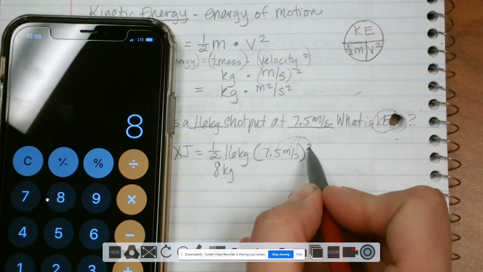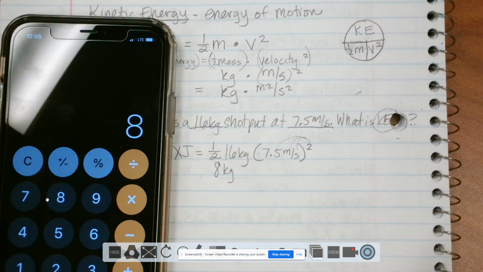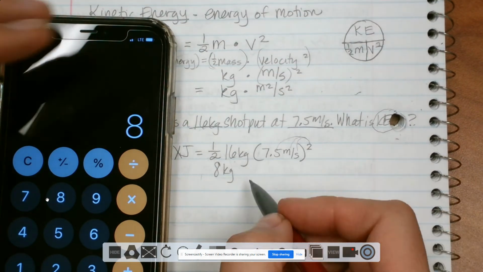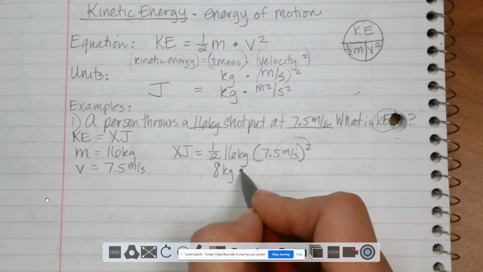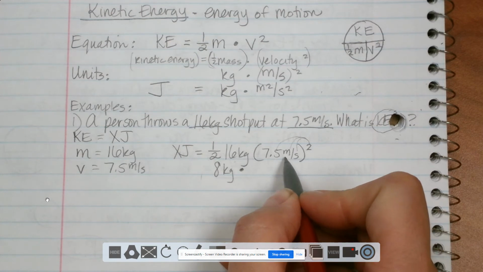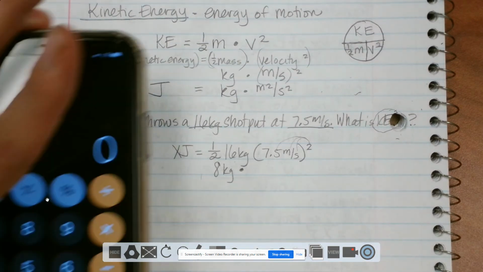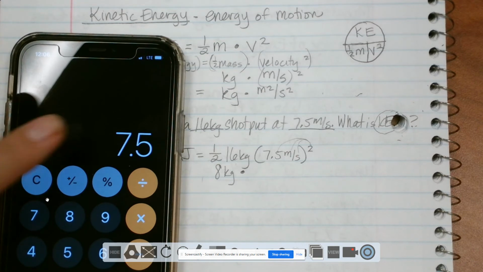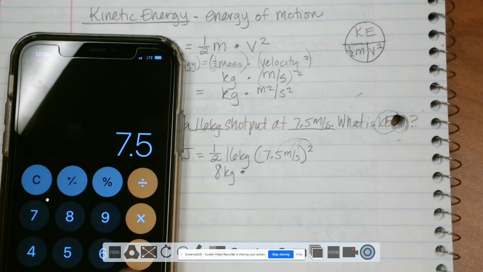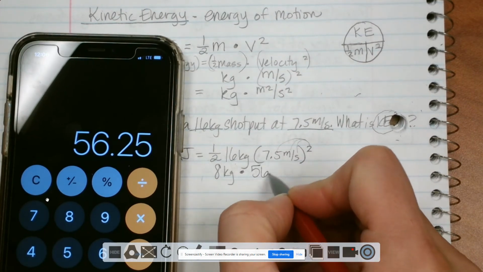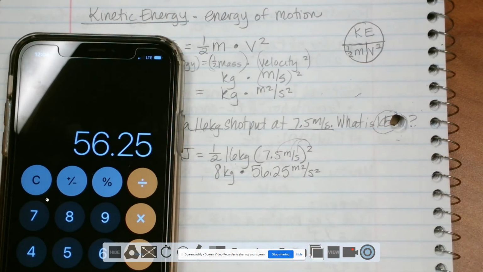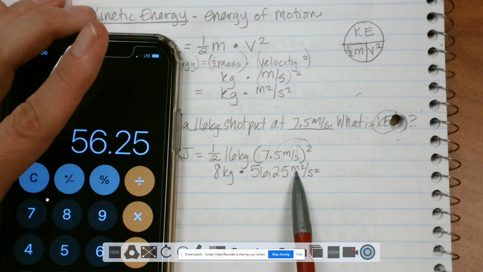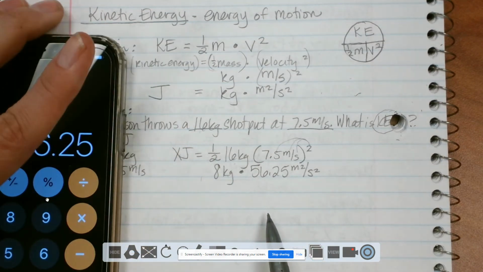Now, I also need to square everything first, because remember the exponents. You have to do that before we multiply the numbers. So I have to square everything inside the parentheses. That's going to give me 7.5 squared. If I don't have a squared button, remember, you can multiply it by itself. So 7.5 times 7.5 equals 56.25. And I also have to square my meters and my seconds, because that gives me kilograms meter squared per second squared, which is a joule. So don't forget that.